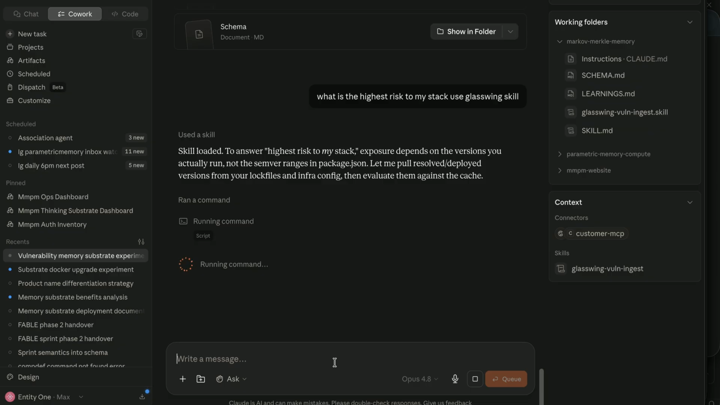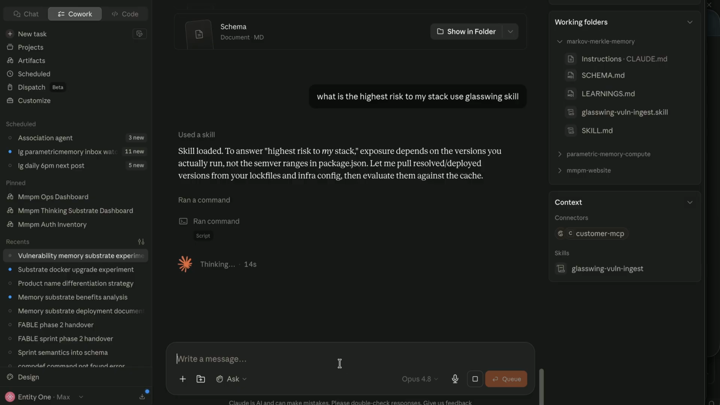I'm asking it a human-level question: what is the highest risk to my stack? And then use the skill, which then goes and accesses the memory substrate. I've previously loaded it with 6 months' worth of vulnerability data based on the tech stack, and hopefully now it will come back with what is the highest risk to my stack, and give me an assessment based on the projects that I'm running and the vulnerabilities that we ingested.